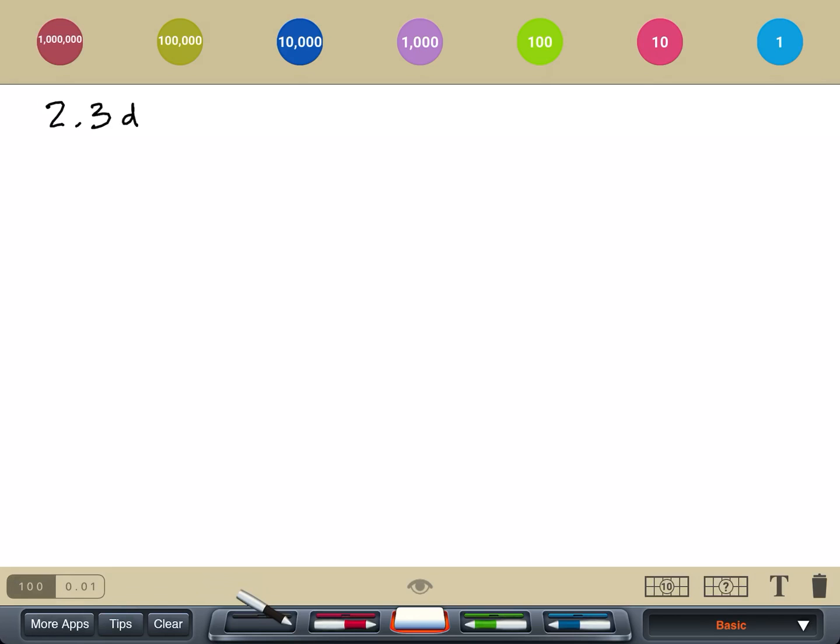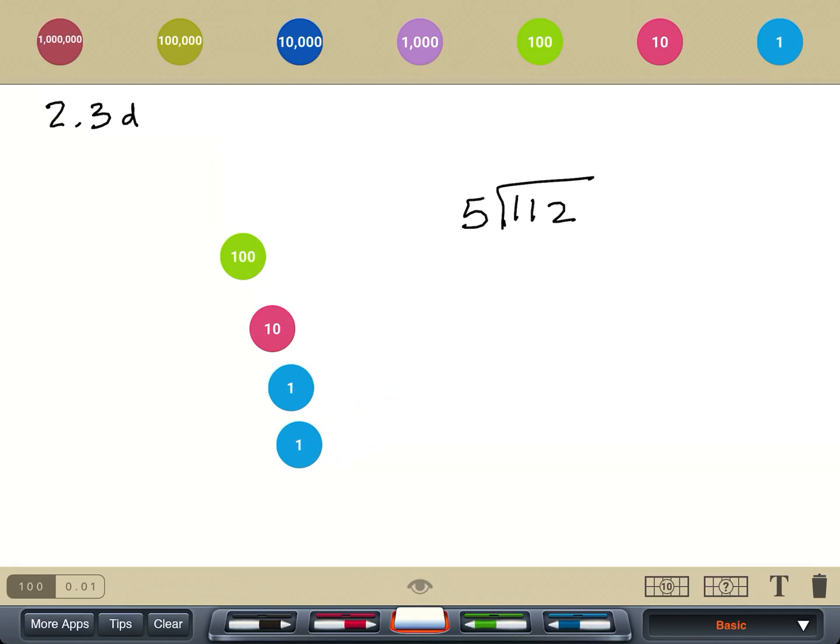So if we started with something like 112, and we divided it into 5 groups, it would look like this. We would have 100, we would have 10, and we would have 2 ones. And we need to divide this into 5 groups. Now, as you might remember, we need to take a look at the largest place value when we are dividing. The largest place value we have is this one right here. We have 100. We need to divide 100 into 5 groups.